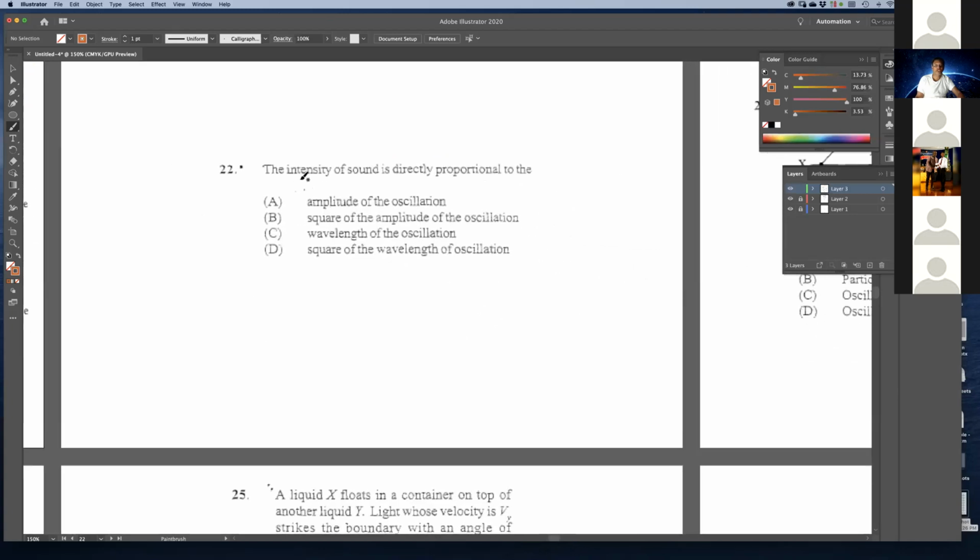This one is by definition: the intensity of a sound, I, is proportional to the amplitude squared. You have to know that as a fact.